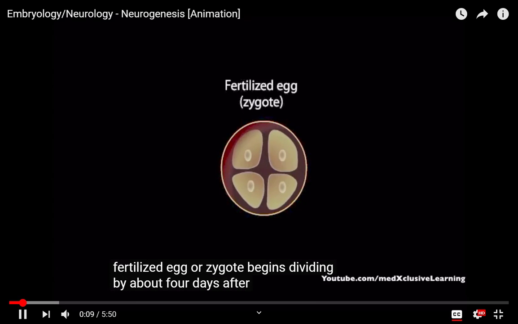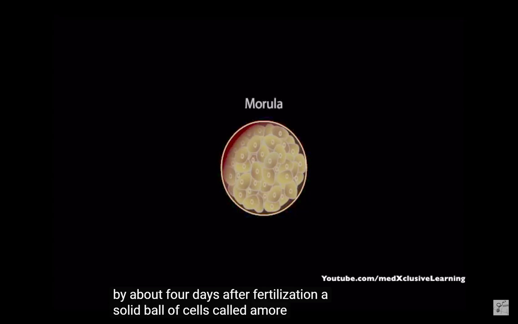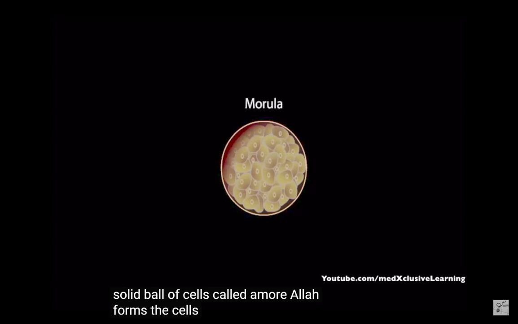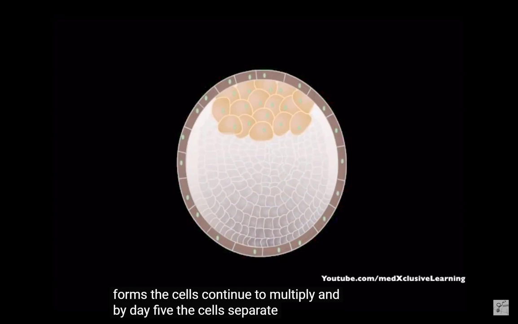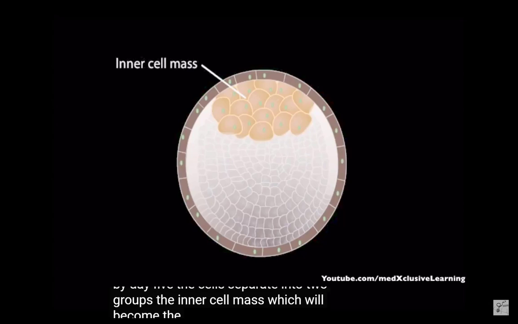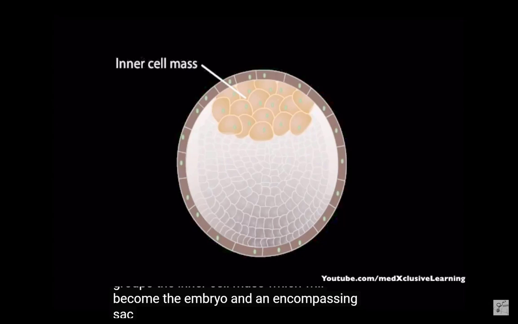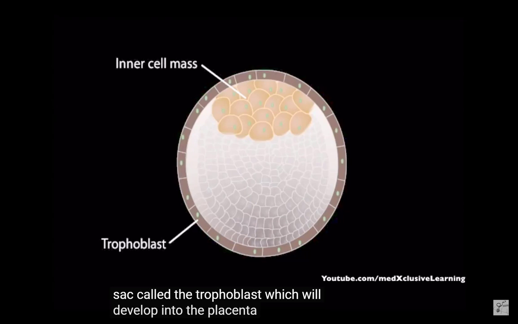By about 4 days after fertilization, a solid ball of cells called a morula forms. The cells continue to multiply, and by day 5, the cells separate into two groups: the inner cell mass, which will become the embryo, and an encompassing sac called the trophoblast, which will develop into the placenta.